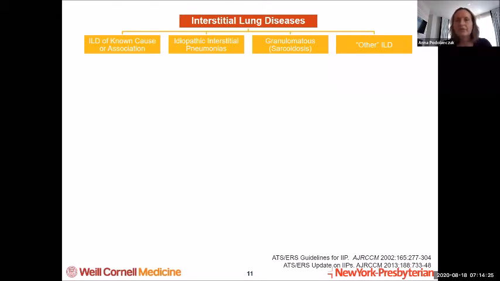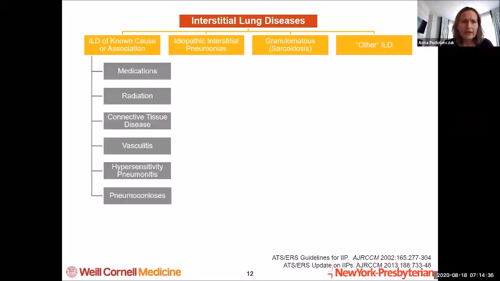And then there is a 4th category that is this other category that includes mainly rare diagnoses that I'm not going to spend too much time focusing on. So in terms of ILDs of known cause or associations, there are 6 broad categories within this main category. And if there's one thing that you remember after this talk, is to try to remember these 6 boxes, these 6 categories of ILDs of known causes or associations.